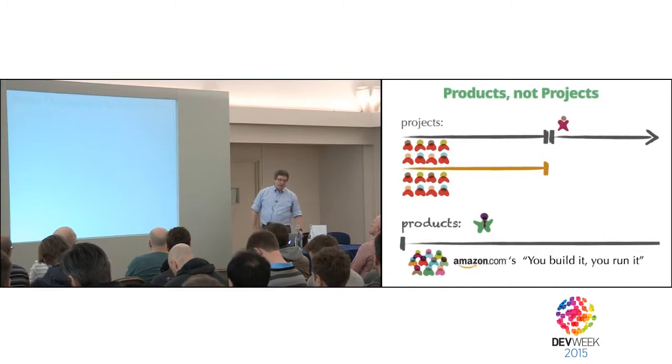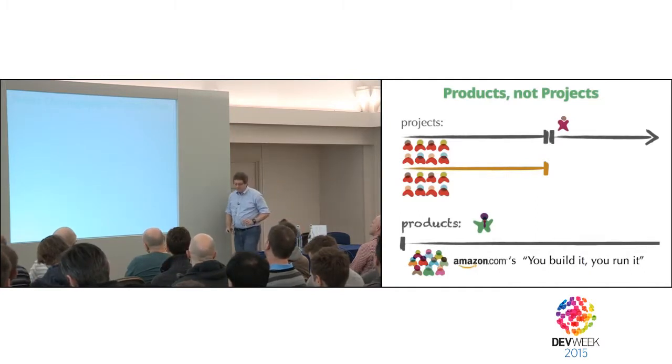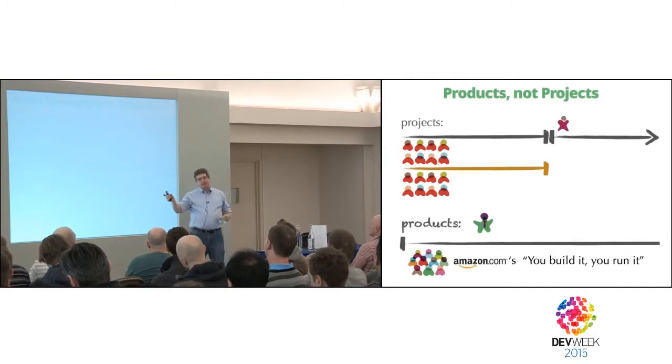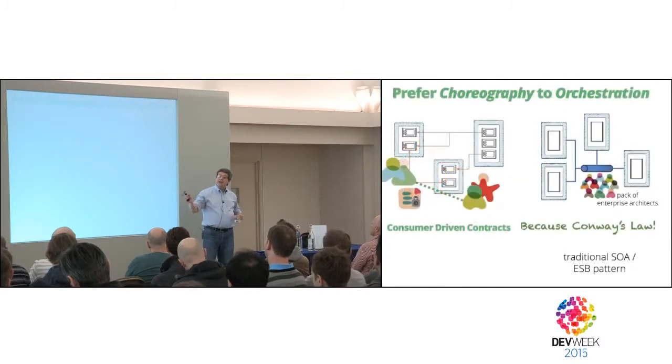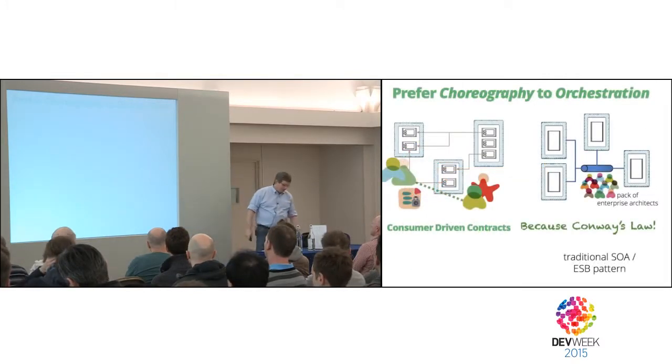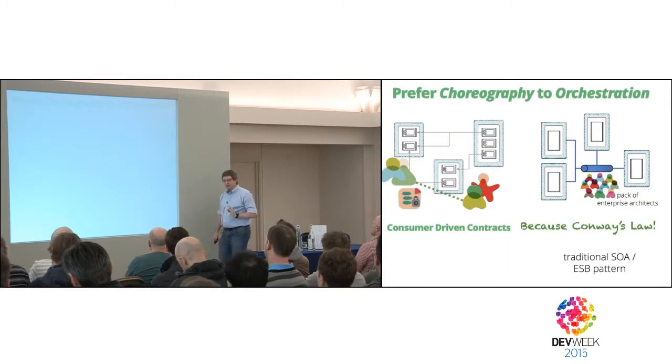So let's talk about a couple of prefer things. The Agile Manifesto, one of the clever things that it did was say we prefer the thing on the left to the thing on the right, which is not to say the thing on the right has no value. We just like the thing on the left more. And I have a couple of those here around architecture stuff. And one of those is prefer choreography to orchestration when you're doing integration architecture. Let me explain what I mean by that.